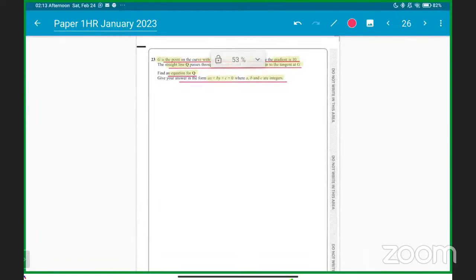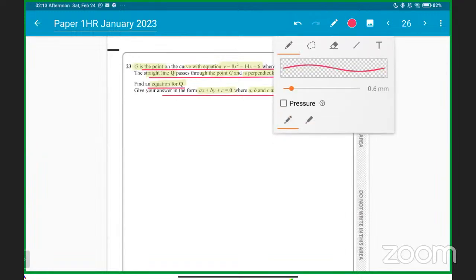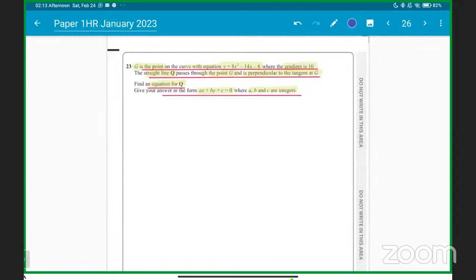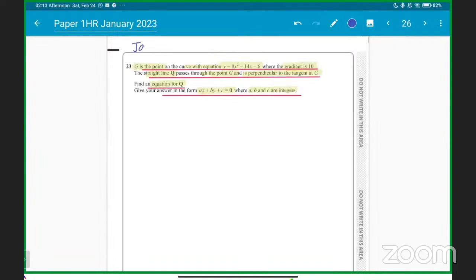How do I know that differentiation, calculus, will be coming in? Because of the fact that it's written tangent and the word perpendicular. Let's first understand the question and then I'll start solving. Always remember, for these types of questions, you can make a visual diagram. It is January 2023, paper 1 HR, one of the recent papers.